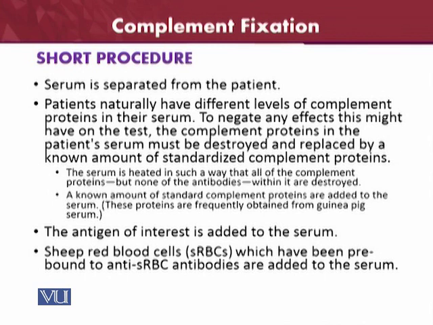The serum is heated in such a way that all the complement proteins, but not the antibodies within it, are destroyed. A known amount of the standard proteins is then added to the serum, and these proteins are frequently obtained from guinea pigs, as we already know that we have to use the animal body for the preparation of the antigen, which are the viruses. So most of the time we are using guinea pigs. The antigen of interest is added to the serum, and then sheep red blood cells which have been pre-bound to anti-SRBC antibodies are added to the preheated serum to see the results.